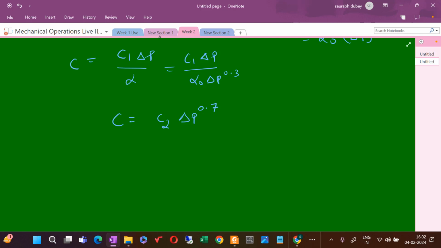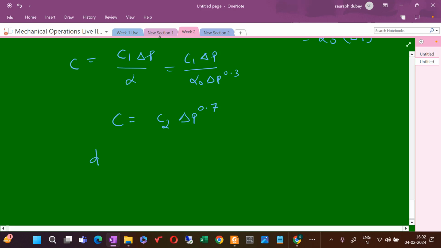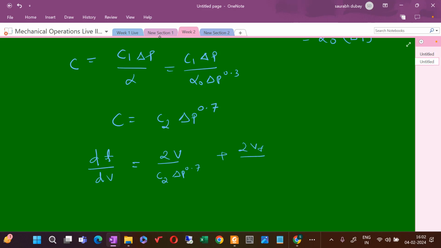So when you resubstitute it there, theta or t is the same, so let me write it: dt by dv equals 2v divided by c2 delta p to the power 0.7 plus 2vf divided by c2 delta p to the power 0.7. This is the value of c1.